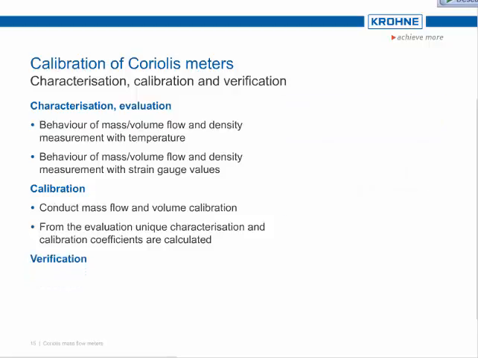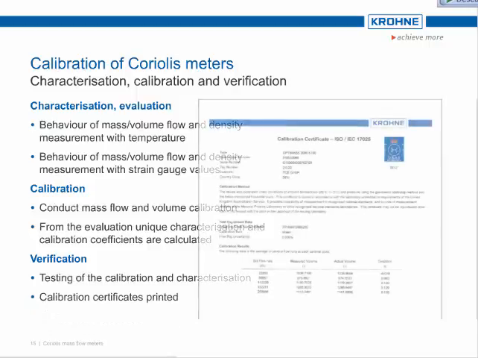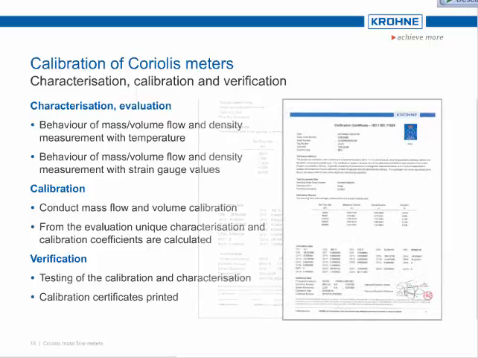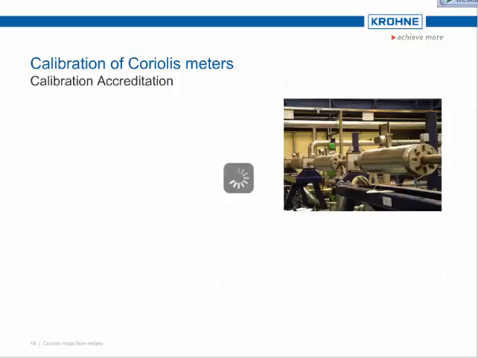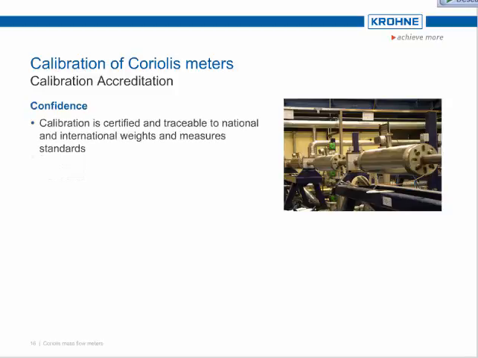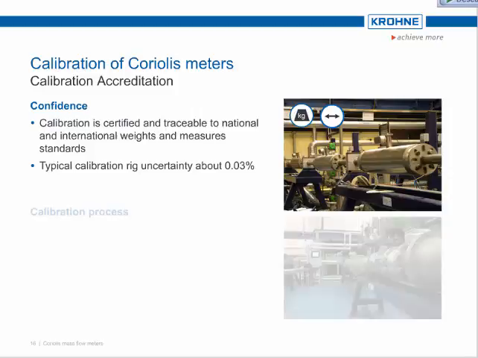Finally, verification testing of the calibration and characterization is performed, and only on successful completion of the testing are the calibration certificates printed. The calibration must be accredited to give confidence to the performance of the meter. Therefore, all calibration rigs must be certified and traceable to national and international weights and measures standards. These certifications confirm the typical calibration rig uncertainty to be about 0.03%.